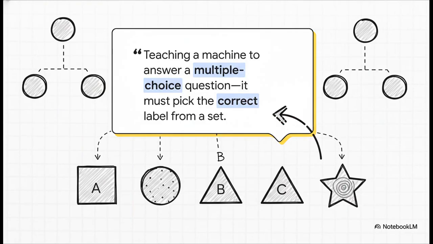And you know what? This is probably the best way to think about it. It's like giving a machine a multiple choice test. You're not asking for some new creative answer. You're giving it a fixed set of options, A, B, C, or D, and you're training it to pick the right one every single time.